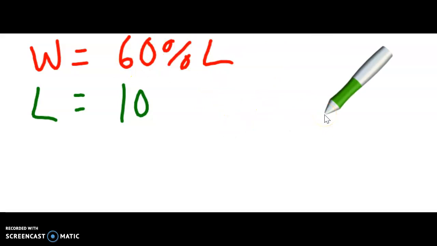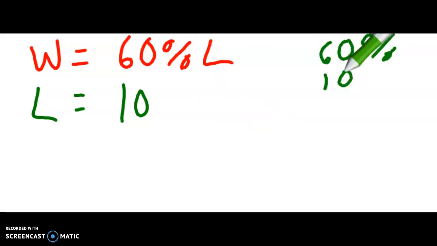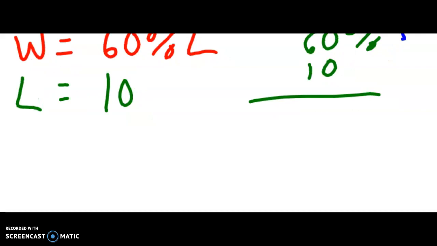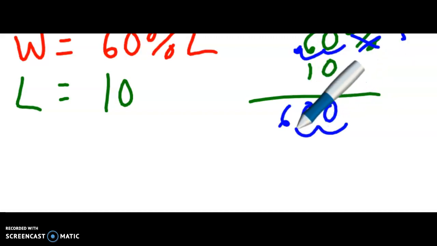So now we're going to take our width, which is 60% times L, which is 10. Now remember, when we do our percentage, we need to move this over. So we're going to get rid of that percentage and we're going to move the decimal over 2 times. So now we're going to do 6 times 10, and we're going to move this over.